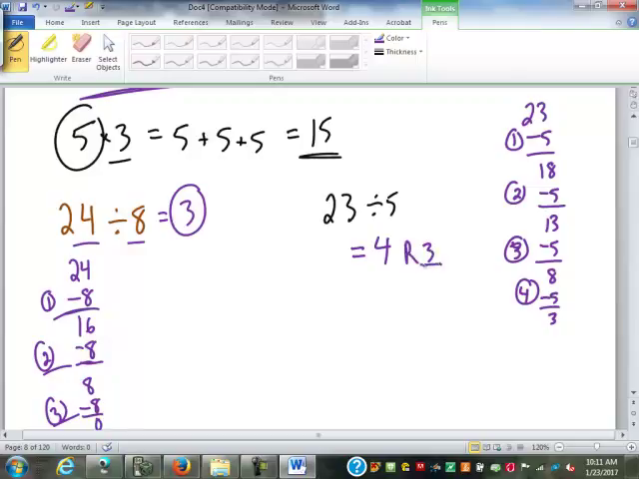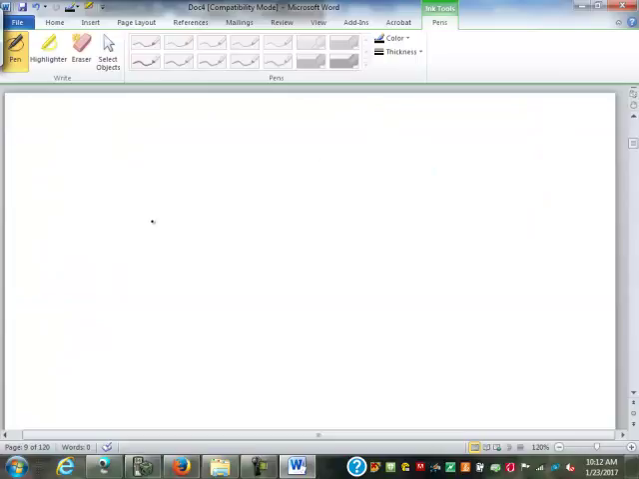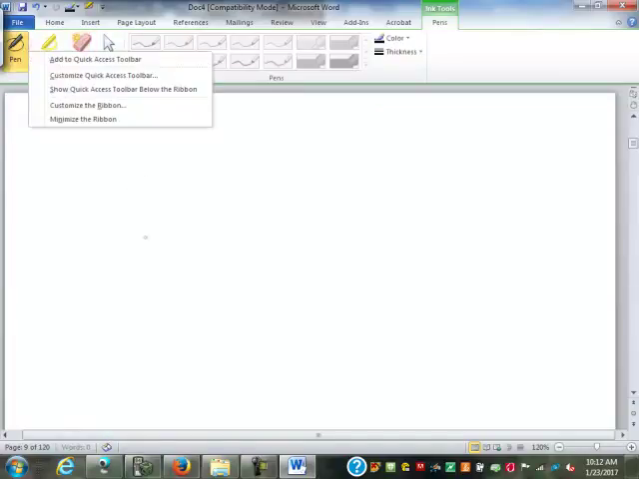Now, the way we handle that remainder will change depending on whether we're working with decimals or fractions or whatever. For now, we're just going to leave it as a remainder. So with that in mind, let's look at a long division problem. Like, I'll give myself a little more space here.